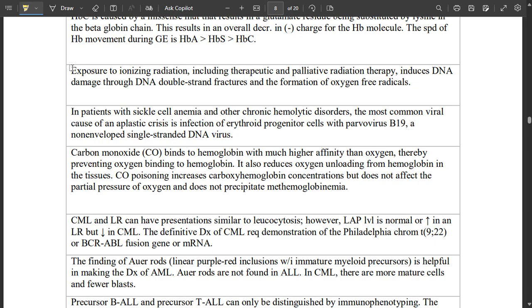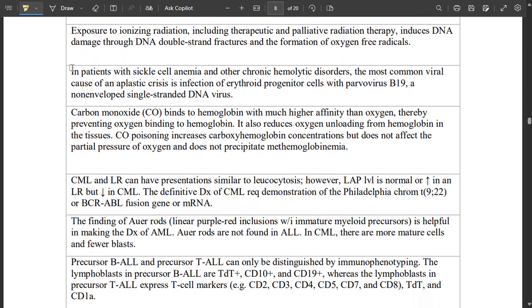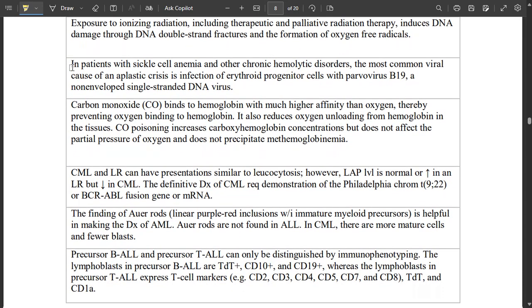So when we are exposed to ionizing radiation during any therapeutic or palliative radiation therapy, it induces DNA damage by inducing DNA fractures. So, DNA double-strand fractures and formation of oxygen free radicals. Oxygen free radicals are formed, and there are DNA fractures in ionizing radiation.